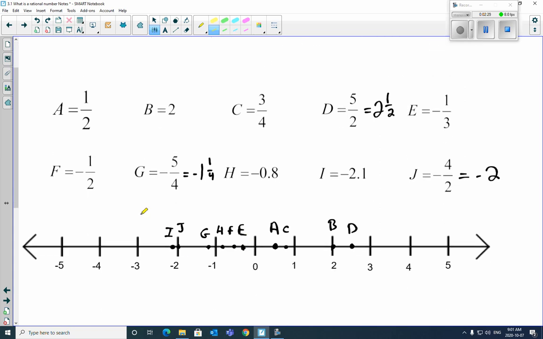F is negative 1/2, halfway between 0 and negative 1. Negative 5 over 4, if you convert that, is negative 1.25. You can see that that's right here. Negative 0.8 is on this side again. Where's that? It's between 0 and negative 1, closer to negative 1. Negative 2.1, right there. And negative 4 over 2, which breaks down to negative 2, right on there. Okay, perfect.